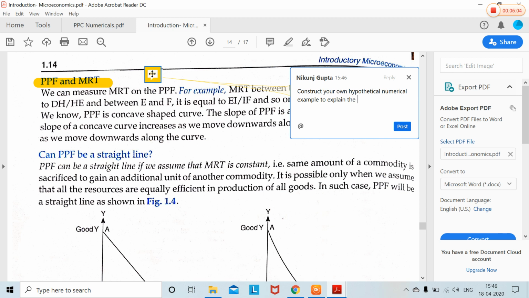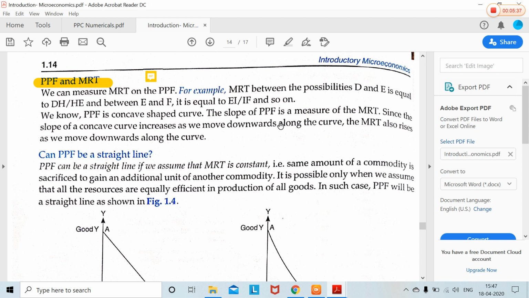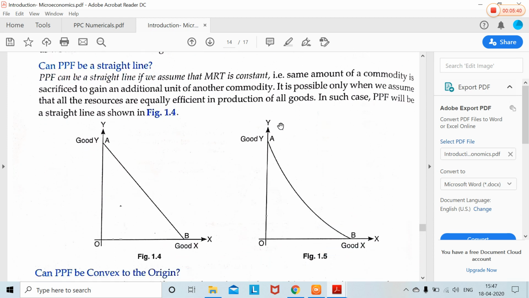Construct your own example. Today we'll be discussing a lot of numericals, so you will get an idea of how to construct the right numerical example to explain the concept of MRT and PPC. MRT is nothing but the slope of PPC. Slope of any curve is change in y upon change in x. So MRT is change in y is loss and change in x is gain. So MRT is loss upon gain only. So that becomes the slope of PPC. So these topics, can PPC be a straight line? We will not do.